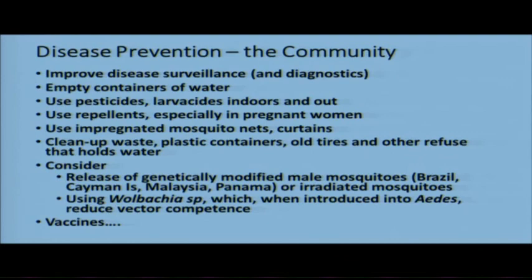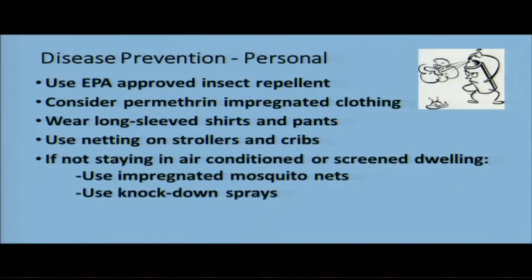And there are some very new and exciting things about releasing genetically modified male mosquitoes, as has been done in certain areas, that will render eggs unable to develop into mature mosquitoes, and using irradiated mosquitoes. As well, using a bacteria that lives symbiotically with mosquitoes, Wolbachia. When introduced into Aedes, it reduces vector competence.